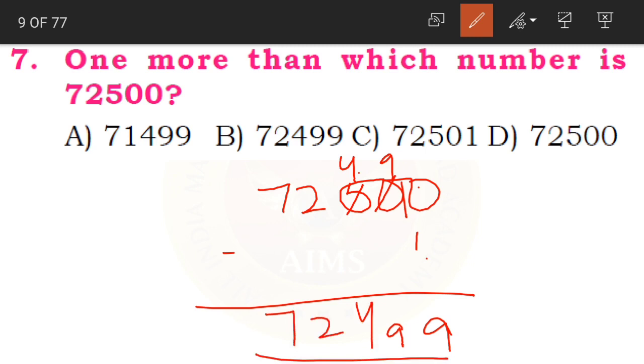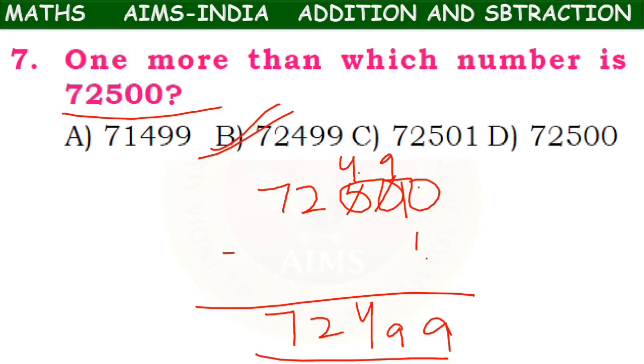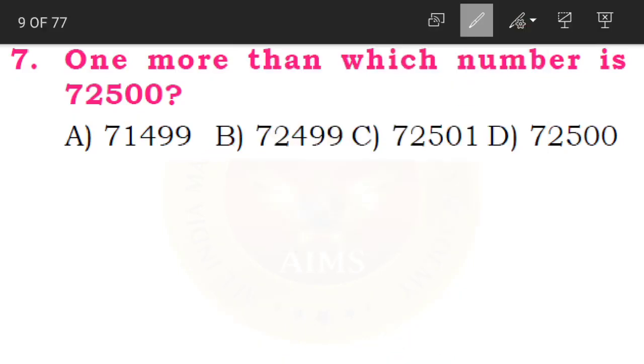What is the predecessor? Sorry, we need to find out the predecessor of 72,500. That is option B, 72,499. Now even you can check your answer.